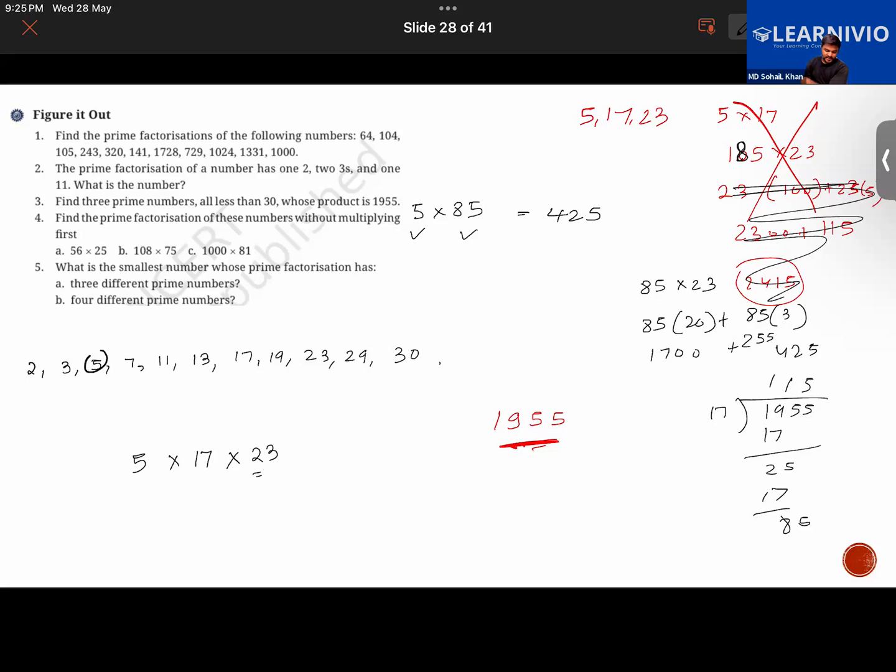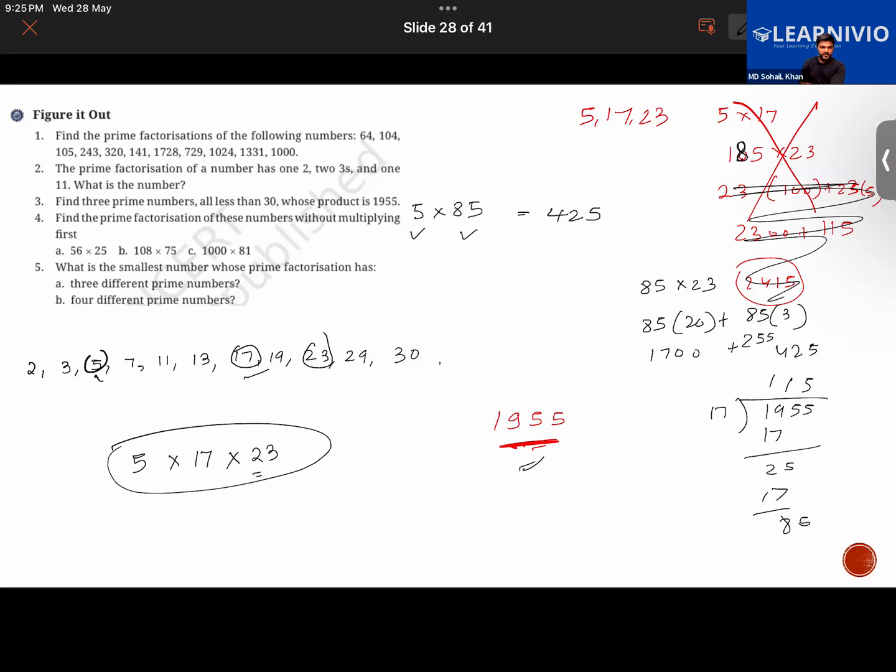So these are the possible numbers. These are the three prime numbers less than 30 which, when multiplied, give you the number 1955. We were able to find it by a short and simple method: these numbers divide the number over here. Hence, that is the answer. Getting it now, Habib and Nafis? Yes, sir. Next question.